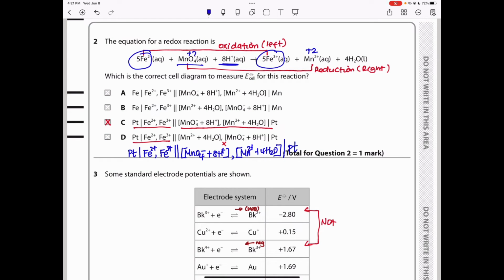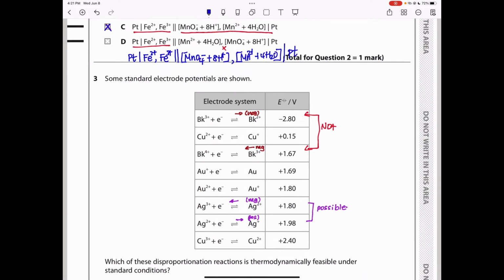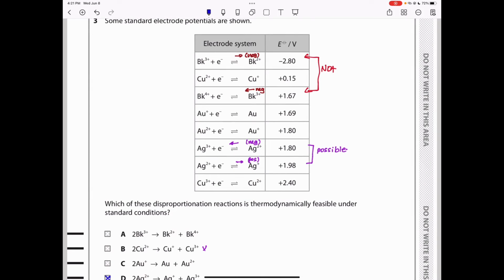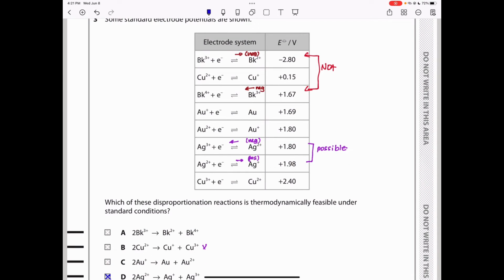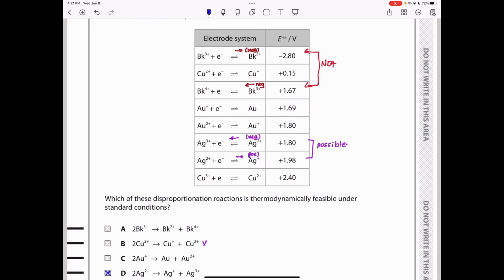Here the correct answer should actually be C. Let's go to the next part. They say some standard electrode potentials are shown. Which of these disproportionation reactions is thermodynamically feasible? Now, if we want to see which reaction is going to be thermodynamically feasible, we need to know which reactions they are.